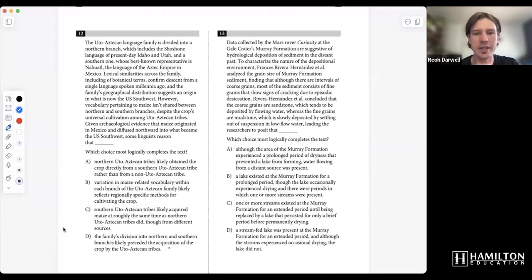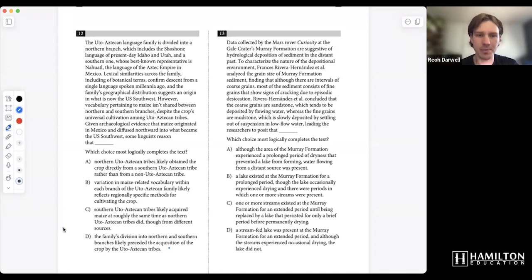All right, so question 12 is a logical inference question that's pretty interesting, actually. So basically, the Uto-Aztecan language has a northern and a southern family, okay, or branch, right? So the language family as a whole is very similar, but there's a northern and southern branch. There's similarities across the family as a whole, including botanical terms, meaning plants, suggesting that this was a single language spoken thousands of years ago at one point in the US Southwest, which actually lines up with the Aztec notion that they descended from Aztlan, which was in modern day US Southwest.